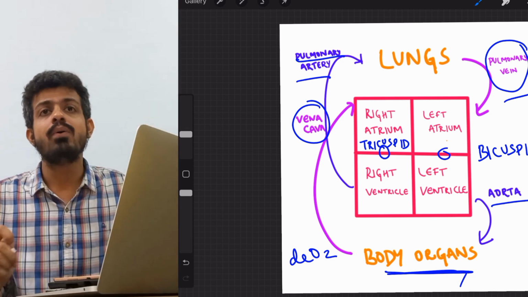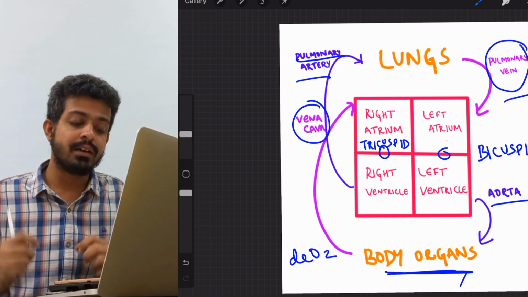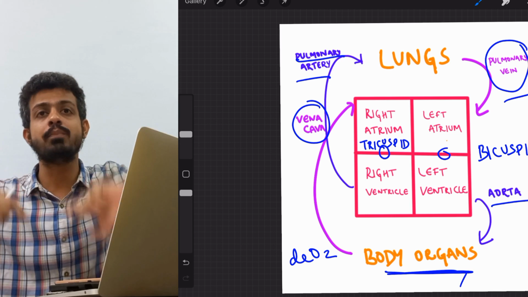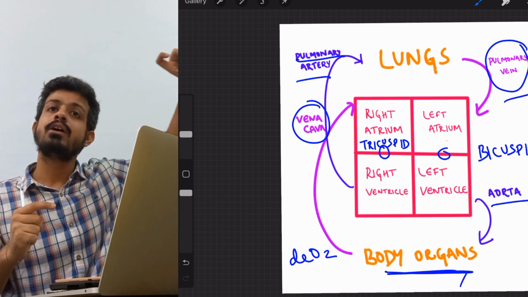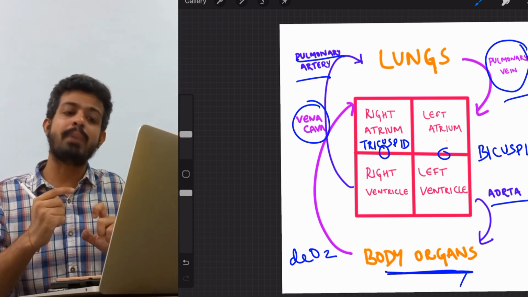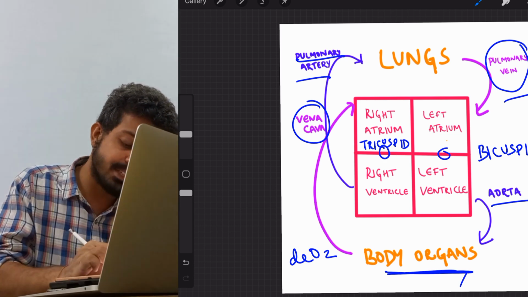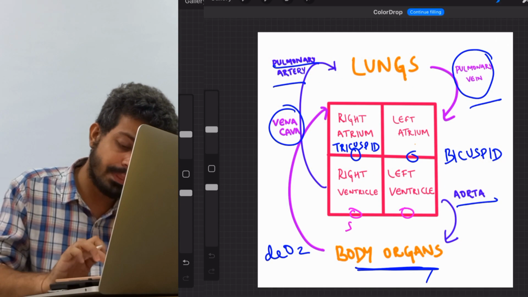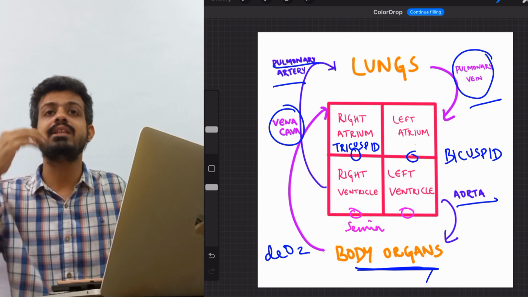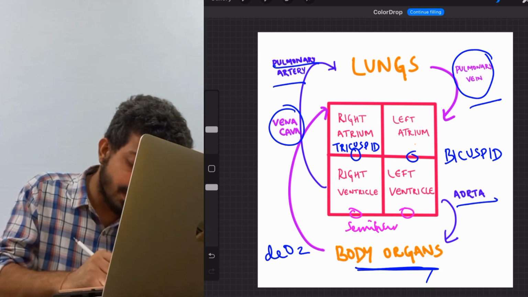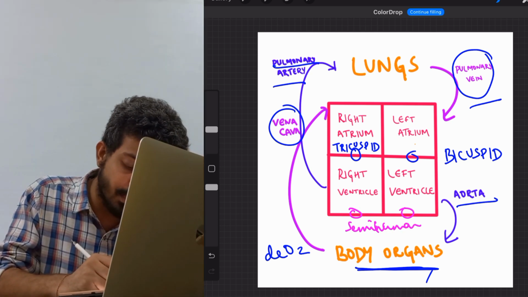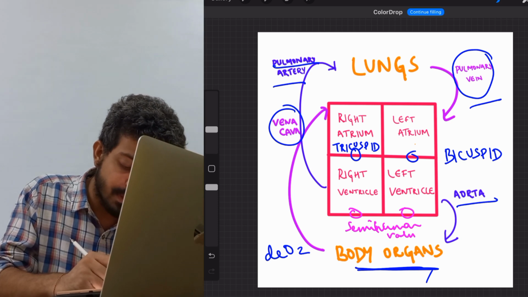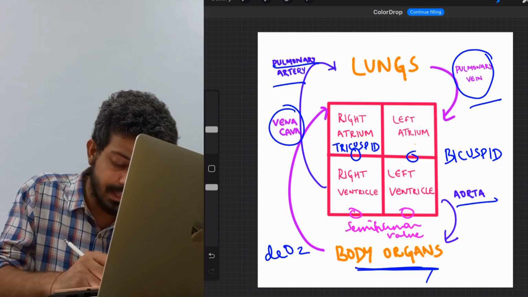Now there can be a backflow of the blood when it is going into the body organs and when the blood is going to the lungs. To prevent that backflow, there are semilunar valves which are present over here. The semilunar valves prevent the backflow of the blood from the aorta and from the pulmonary artery.